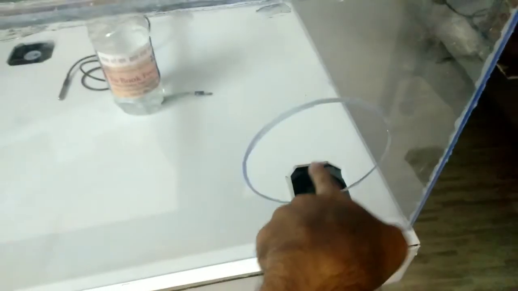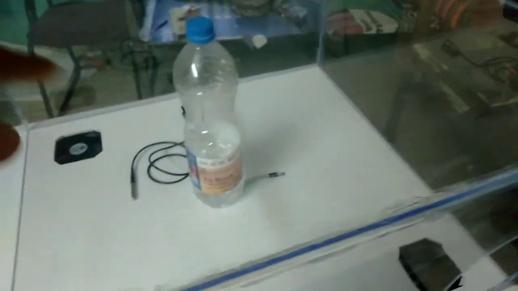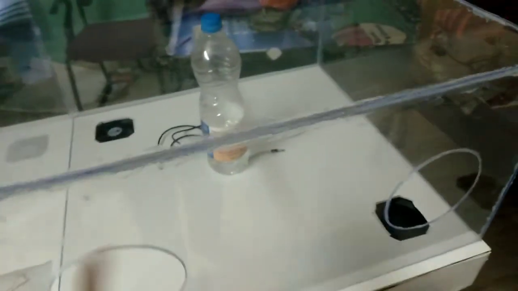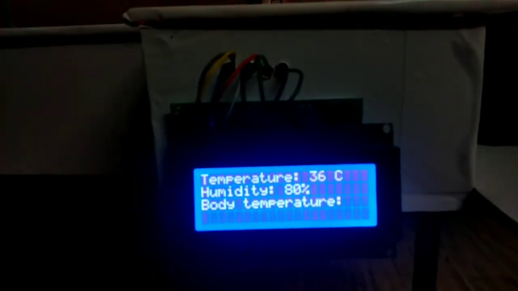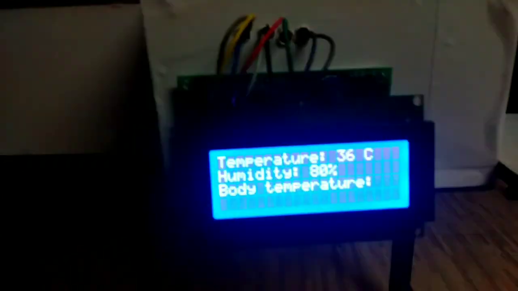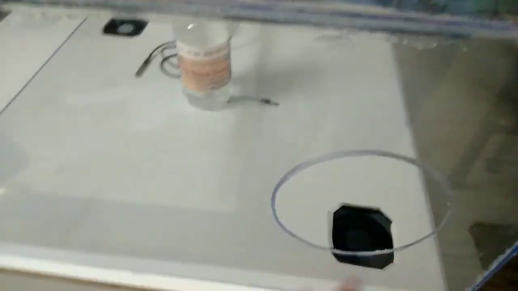You can see the air is running from here. The air is pushed from this side and pulled out from this side, so the cyclic circulation of the air continues. As you can see, after a few minutes there's an increase in temperature due to the hot air, and the humidity drops because the humidity is controlled. So at 36 degrees, the temperature has increased. Now you can say that the circulation of the heated air is successful, and there is also a water container inside this so that the humidity is maintained.